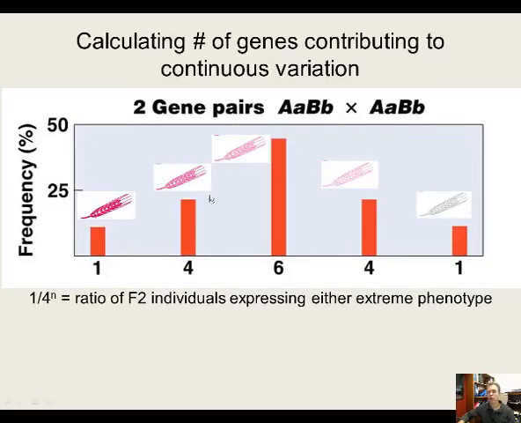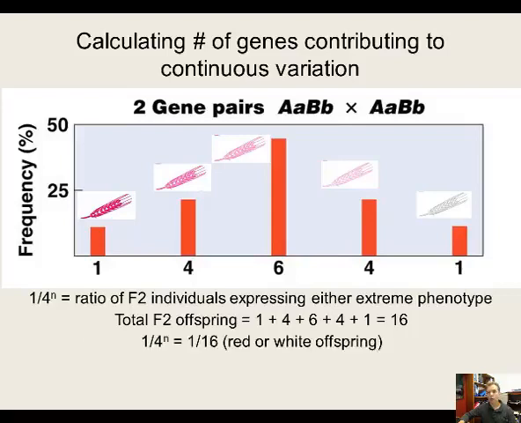Let's take a slightly more complicated example with wheat. Here we know that there are 2 genes, A and B, controlling wheat color. Again, 1/4 to the n is equal to the ratio of F2 individuals expressing either extreme phenotype. Looking at the extreme phenotype red, you can see that there's 1 red for every 16 total wheat that are produced. So the total F2 offspring are 16, but only 1 of those is red. So in this case, 1/4 to the n is equal to 1/16, which is the fraction that are red.